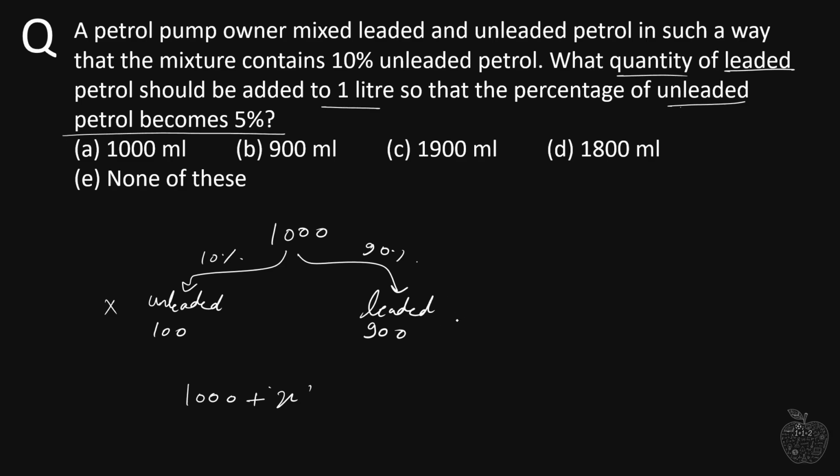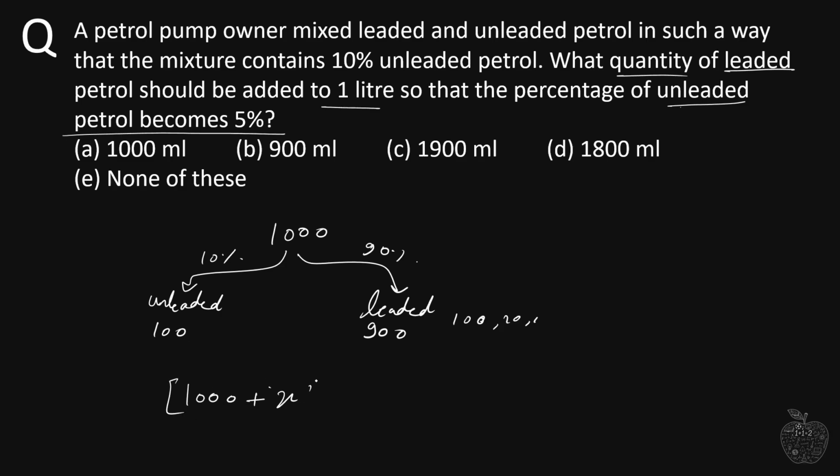So that means no matter how much I add, 100 ml, 200 ml, or whatever, there will be no change in the amount of unleaded petrol. This will always be 100 ml. No matter if this mixture becomes 2000 ml or 3000 ml, there will always be 100 ml of unleaded petrol. The question is asking in what way we should add so that the unleaded petrol becomes 5%. That means this 100 ml will become 5% of this new mixture.